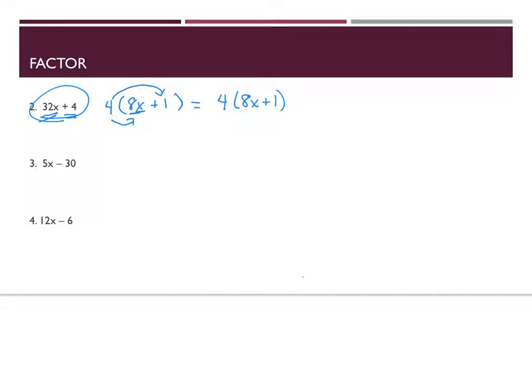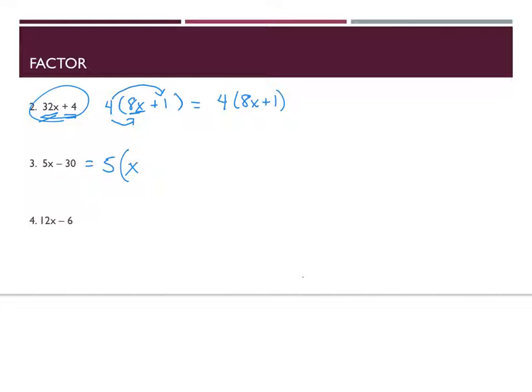5x minus 30, I need the biggest thing that goes into 5 and 30. That's going to be 5. Now 5 times what equals 5x? That would just be 5 times x. I could write it as 1x, but I like not writing anything that's not necessary. 5 times x is all I need to get 5x back.